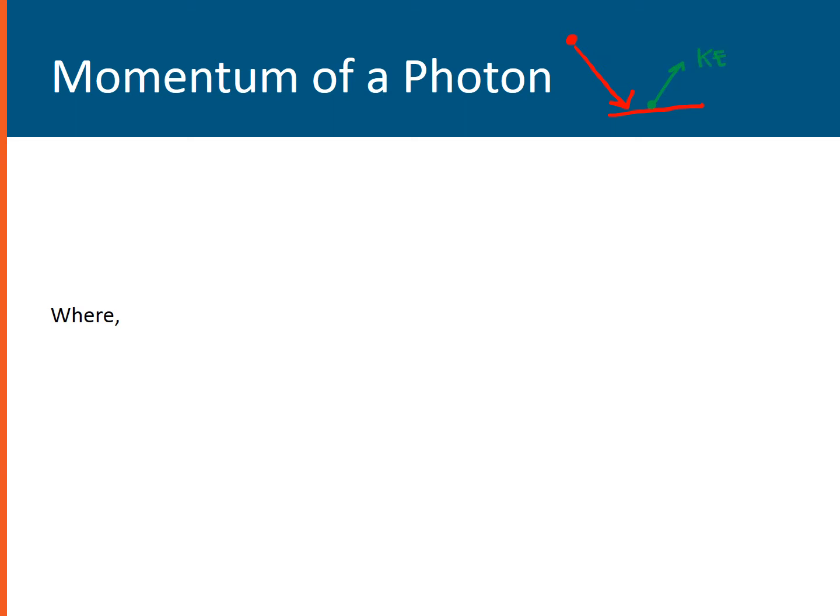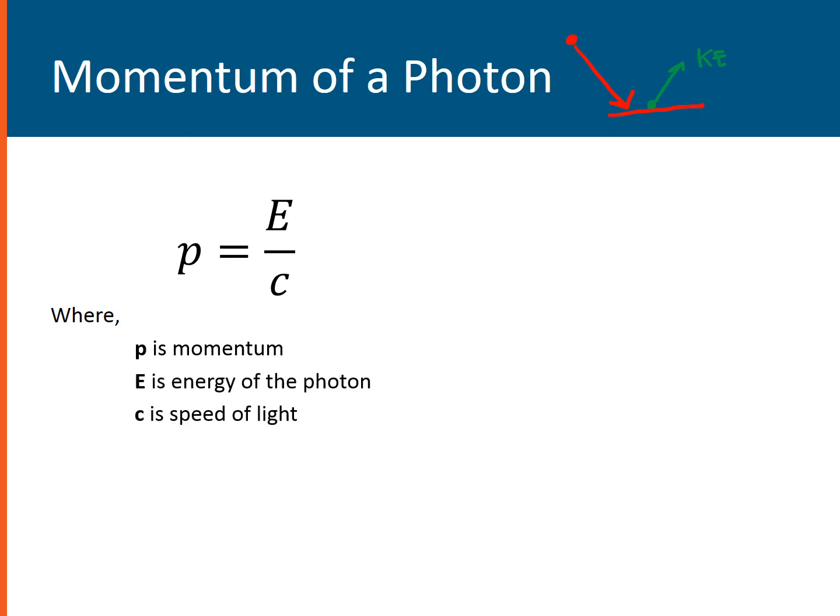So it's just as if they were billiard balls hitting each other, and in the context of billiard balls moving and colliding, there is actually momentum. Without deriving the equation, the momentum of a photon is equal to E over c, where p is the momentum of the photon, E is the energy of the photon, and c is the speed of light.